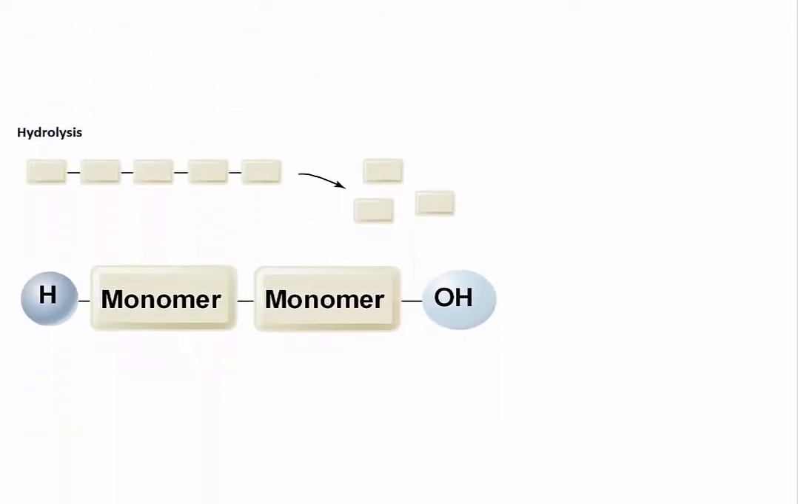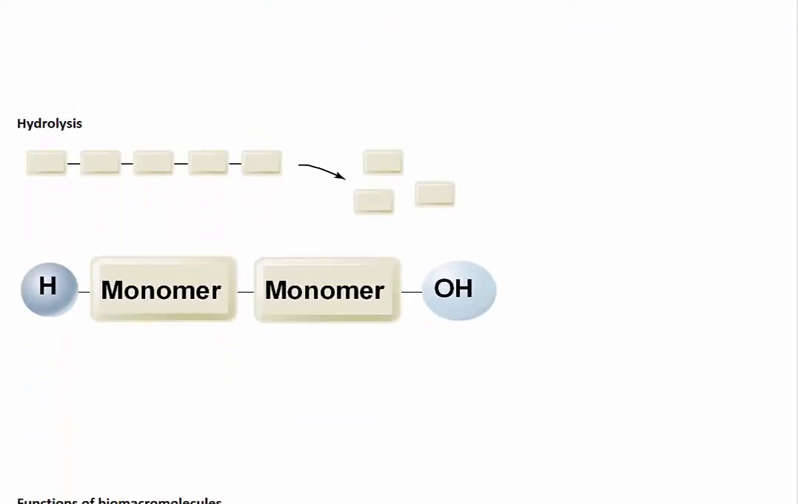The reverse reaction is called hydrolysis. This is where enzymes break the links between monomers, and water is used in this process. So again, here is our polymer chain here, which can then be broken down into smaller units. So down below here, you have two monomers which are joined together through the dehydration reaction we just looked at.